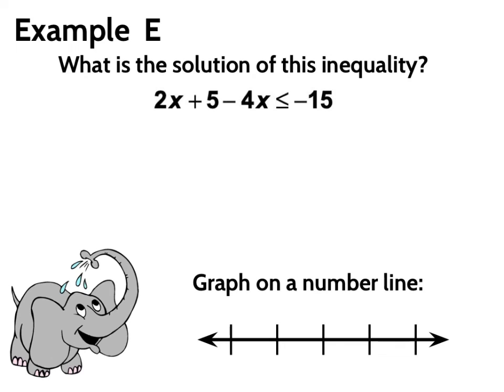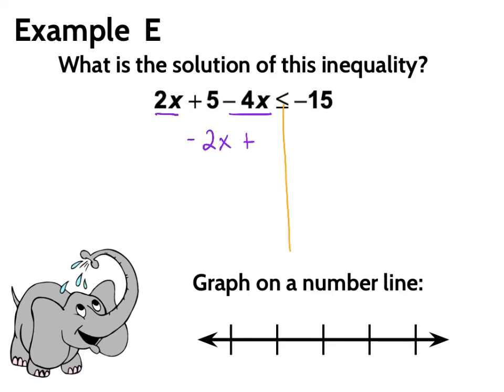So here we are at example E, and it looks like they've thrown us a little bit of a curveball because we've got two variable terms. We've got a 2x and a negative 4x that we're going to have to do something with before we solve our inequality. The first thing we're going to do is draw a line down from our inequality symbol, and then we're going to have to combine like terms before we can go any further. We're going to combine our 2x and our negative 4x together before we can solve this inequality. 2x and negative 4x is going to give me negative 2x.